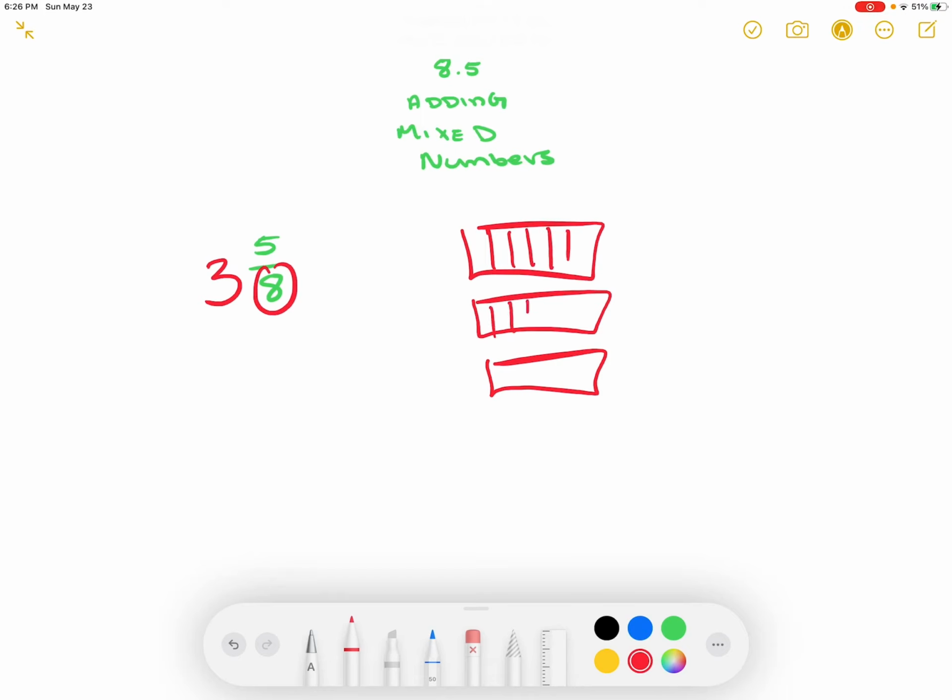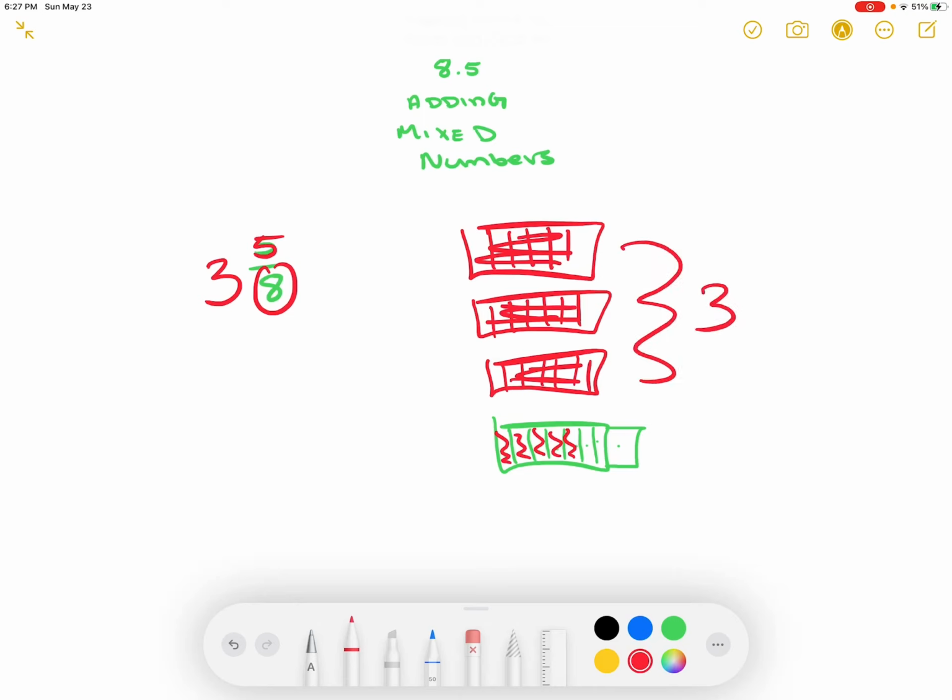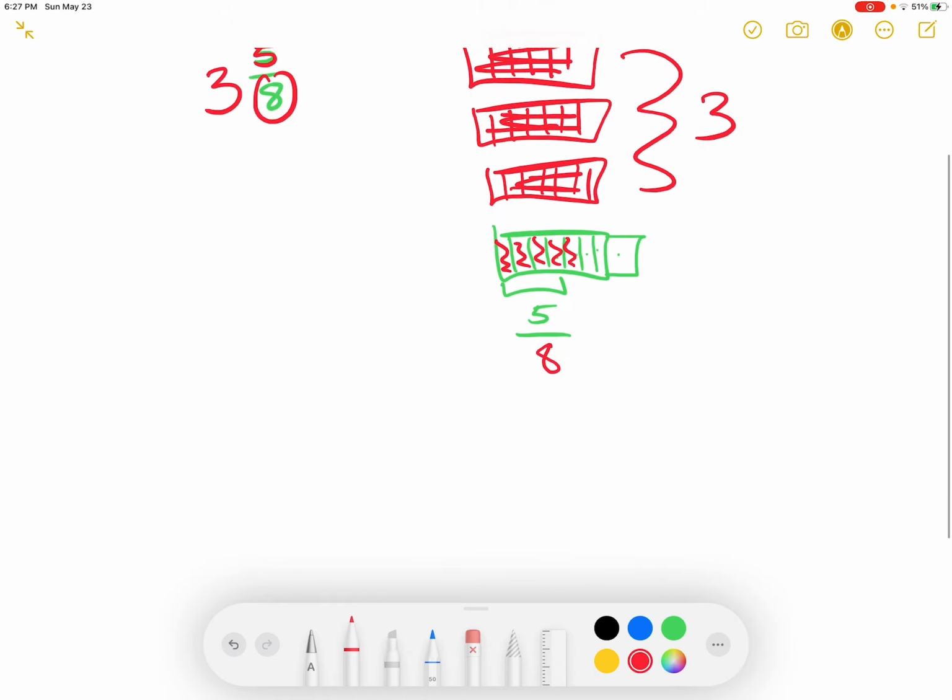that are technically split into 8s because that's what the denominator says. Don't count those. So that's 3 wholes. And then you have one more, which is the fraction. 1, 2, 3, 4, 5, 6. That should be 8, right? 1, 2, 3, 4, 5, 6, 7, 8. Okay. And then you have 5 out of 8 of this one. So 1, 2, 3, 4, 5 out of 8, right? So literally, there's the 3, and then here's the 5 out of a total 8.